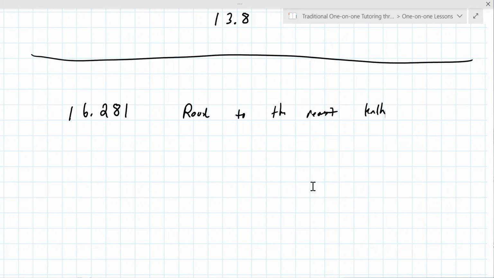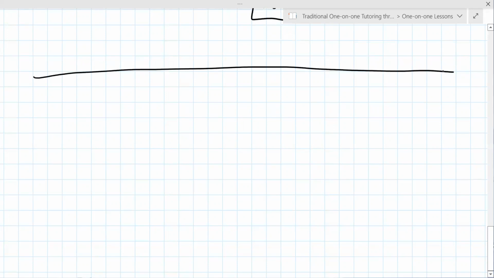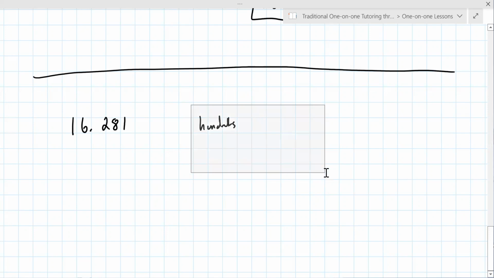Okay, I got my final answer. Okay, go ahead. 16.3. Yes, that is correct. Very good. All right, so let's look at the same number now, but this time we're going to round to the nearest hundredths position. So we're going to round to the nearest hundredths.